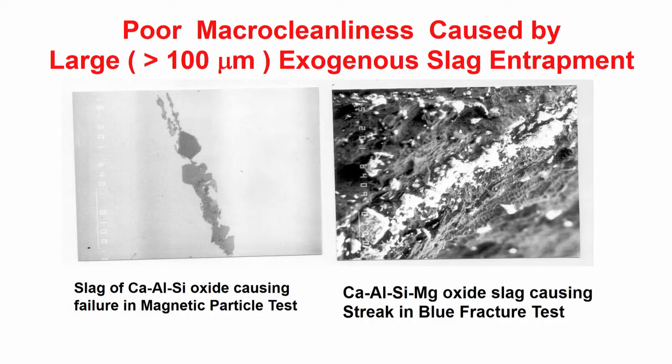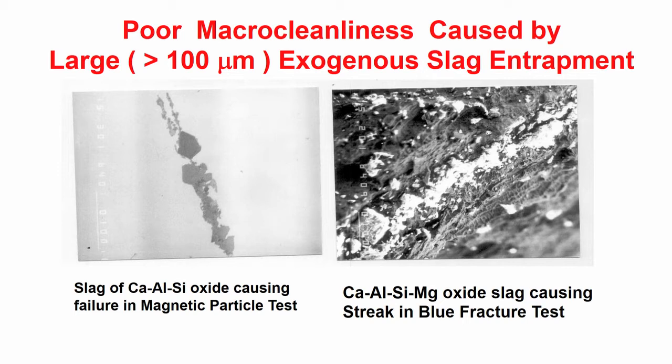I have told you that poor macro cleanliness caused by large, maybe more than 100 micron, exogenous slag entrapment is a real problem, which causes surface defects or subsurface defects or maybe internal defects in steel, for which the quality can be impaired. The steel might get rejected during testing, or in the process of application when it is being used, it might get into problem. There might be a crack formation, there might be a failure of the particular steel grade.